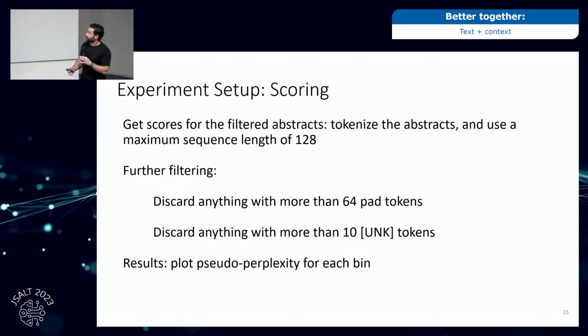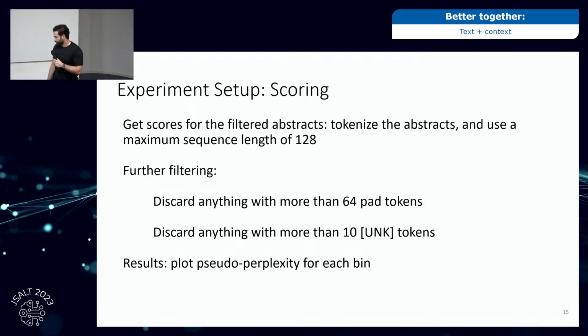So I'll look at the experimental setup. We got scores for the filtered abstracts, so we tokenized them, and we used a maximum sequence length of 128 subword tokens, and then we did some further filtering. So we discarded anything with more than 64 pad tokens, and we discarded anything with more than 10 unknown tokens. And the result that we got was a pseudo-perplexity plot for each bin, which shows how these scores are changing across time.